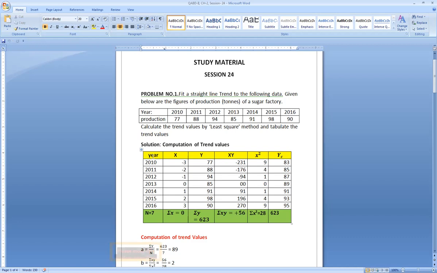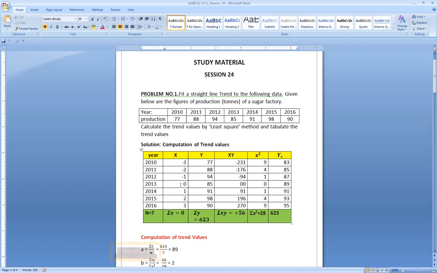First, we should fill in whatever information is given in the table. The first column is the year, so here we write all the values 2010, 11, 12, 13, 14, 15 and 16. How many years? There are a total of 7 years, which is an odd number of years. Then we select the middle year, that is 2013, as 0.